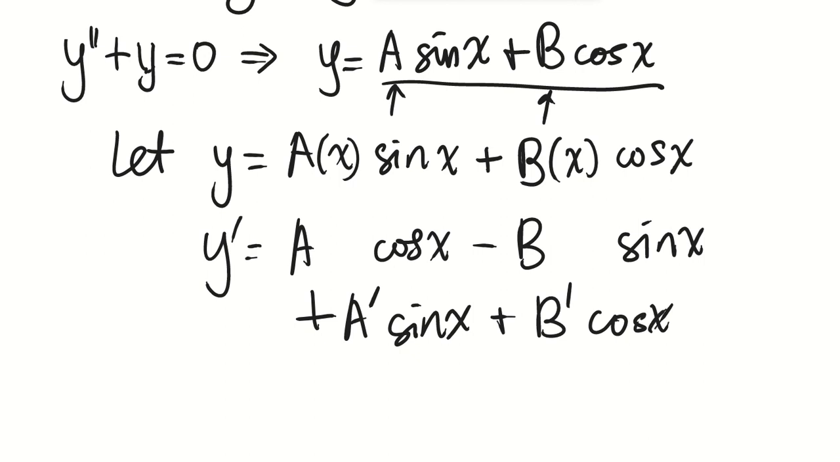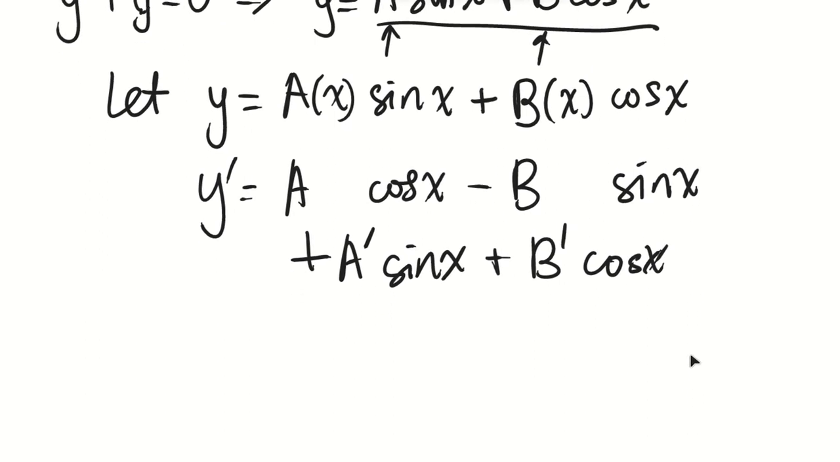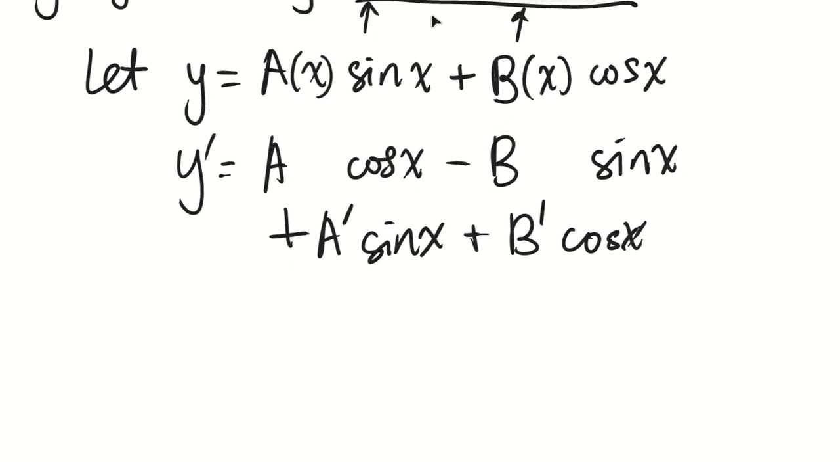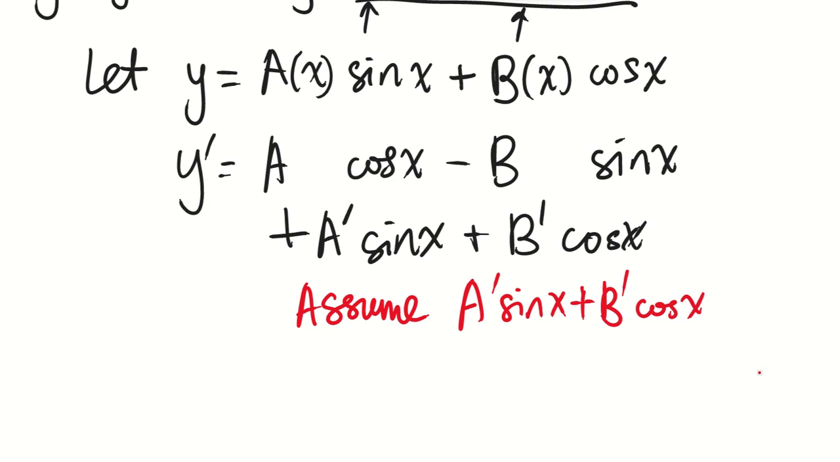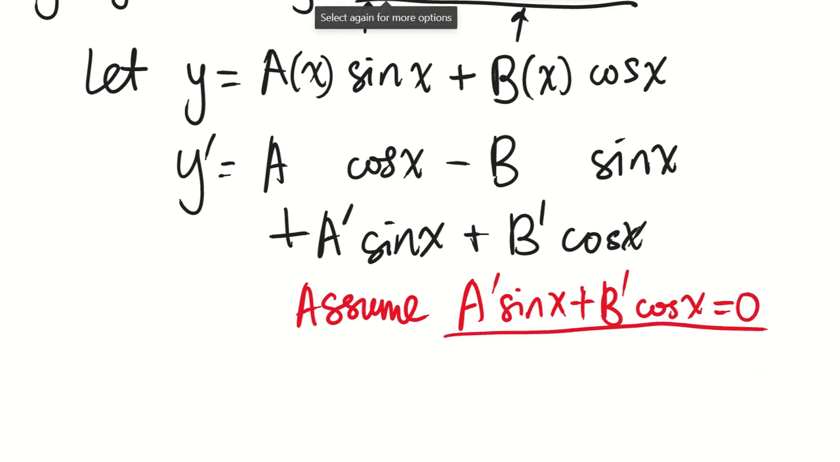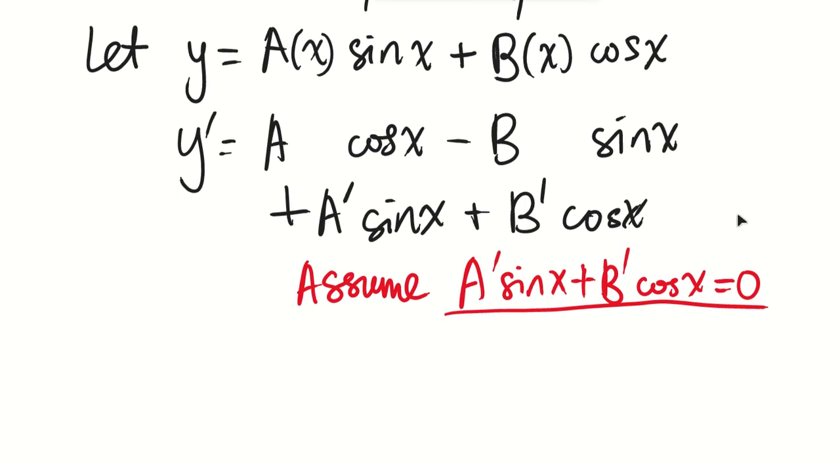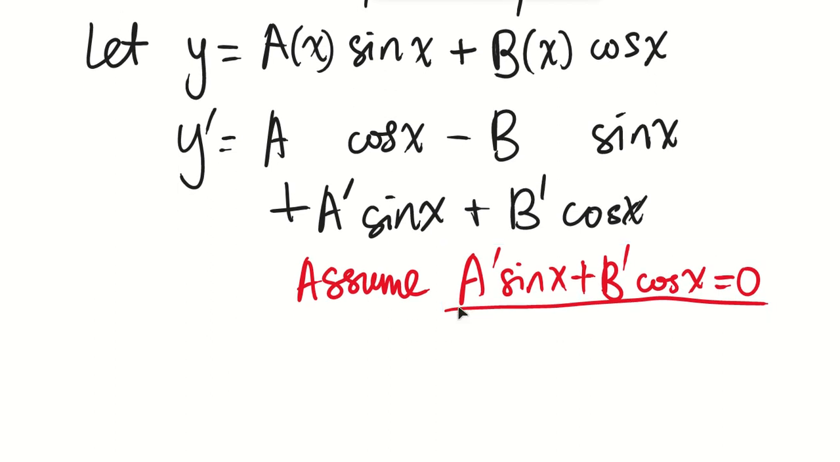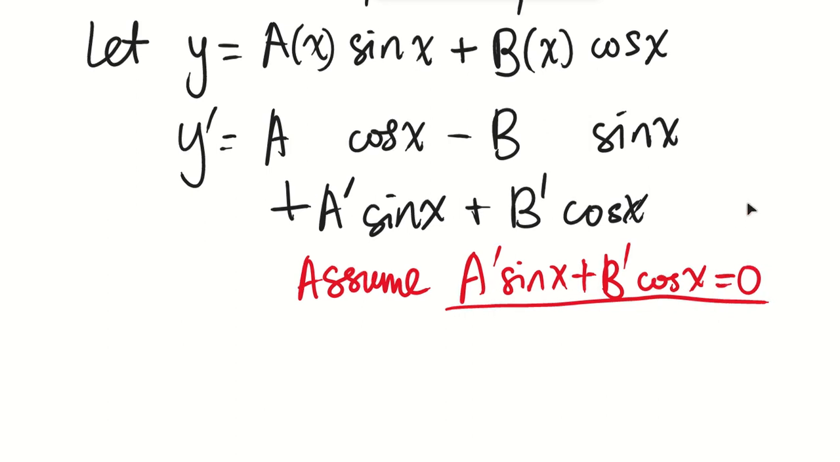But then if we move on to y prime prime, there would be 8 terms, and again it will be quite messy. So what I'm going to do here is a very bold move. I will assume a prime sine x plus b prime cos x to be 0. It doesn't hurt, because what we want to find in the end is an example for a and b, and as you will see afterwards, we can still find a and b subject to this new condition.